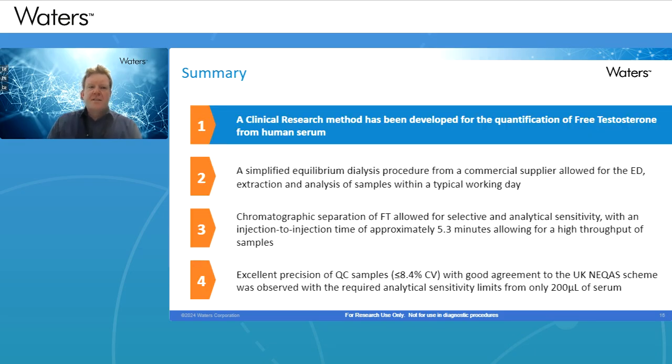To summarize, a new UPLC-MS/MS clinical research method for the analysis of free testosterone from just 200 microliters of serum has been developed. The method allows for sufficient analytical sensitivity to analyze low part per trillion concentrations. Additionally, the precision goals were met in a runtime of a little over 5 minutes, and good agreement with an external quality assurance assessment scheme was shown.